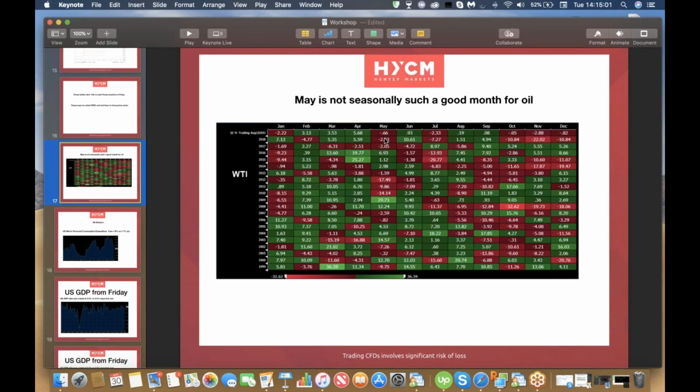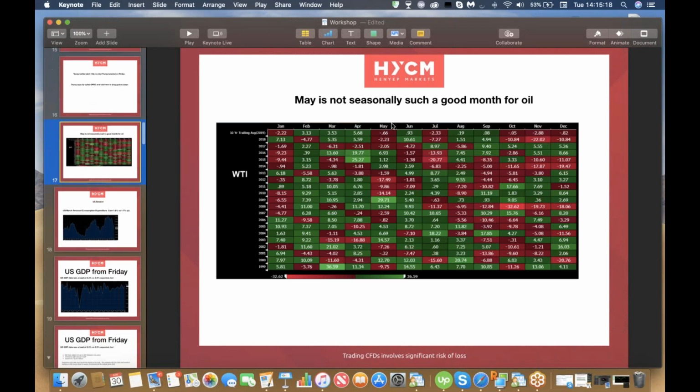The red is the percentage that oil has lost during the month, and the green is the percentage that oil has appreciated during the month. So you can see there are some pretty large down moves, and there's the odd good up move in May, but the general trend in May is not as good as February, March, and April.